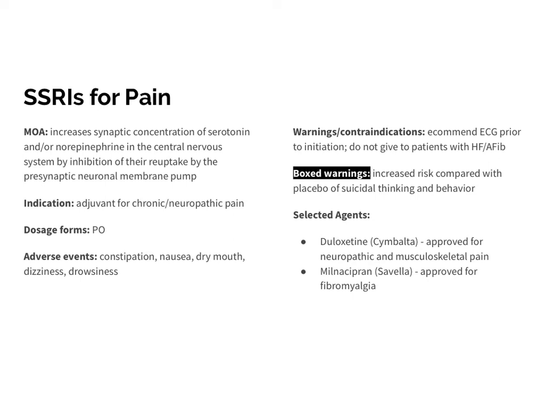You shouldn't give them to patients who have AFib or heart failure. However, in this class, there are two agents of particular note for pain control. Duloxetine, brand name Cymbalta, is approved for neuropathic and musculoskeletal pain. It's the only SSRI that has an FDA-approved indication for this type of musculoskeletal pain in particular. Milnacipran or Savella is approved for fibromyalgia, which we know is a neuropathic type pain. These both have FDA-approved indications for that type of pain.